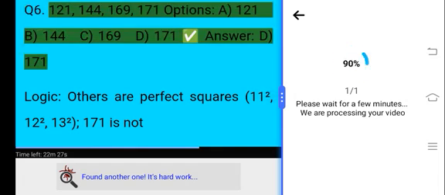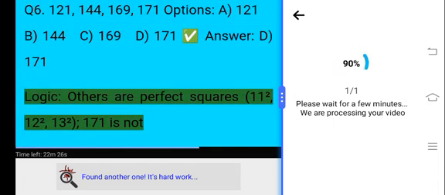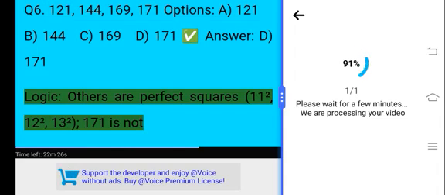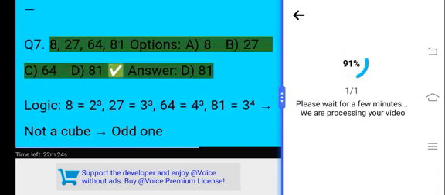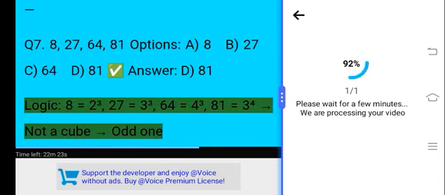Q6. 121, 144, 169, 171. Options: A, 121; B, 144; C, 169; D, 171. Answer: D, 171. Logic: others are perfect squares, 11 squared, 12 squared, 13 squared, 171 is not. Q7. 8, 27, 64, 81. Options: A, 8; B, 27; C, 64; D, 81. Answer: D, 81. Logic: 8 equals 2 cubed, 27 equals 3 cubed, 64 equals 4 cubed, 81 equals 3 to the power of 4 → not a cube → odd one.